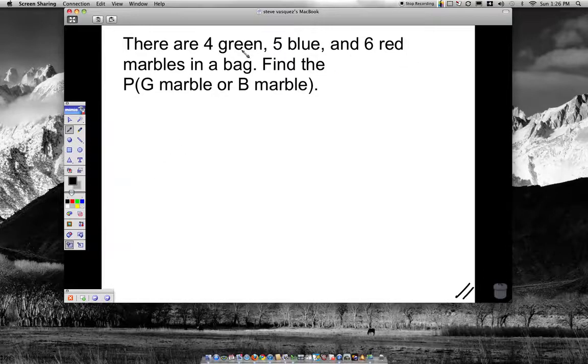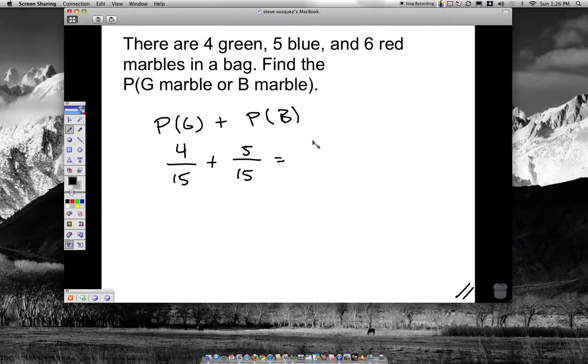The last one has to do with choosing a marble. It's the probability of choosing a green marble or a blue marble. If when you started there were 4 green, 5 blue, and 6 red in the bag, it's going to be the probability of the green marble plus the probability of the blue marble. Green is going to give me 4 out of a total 15. The blue is going to give me 5 out of a total of 15. Together giving me 9 out of 15.